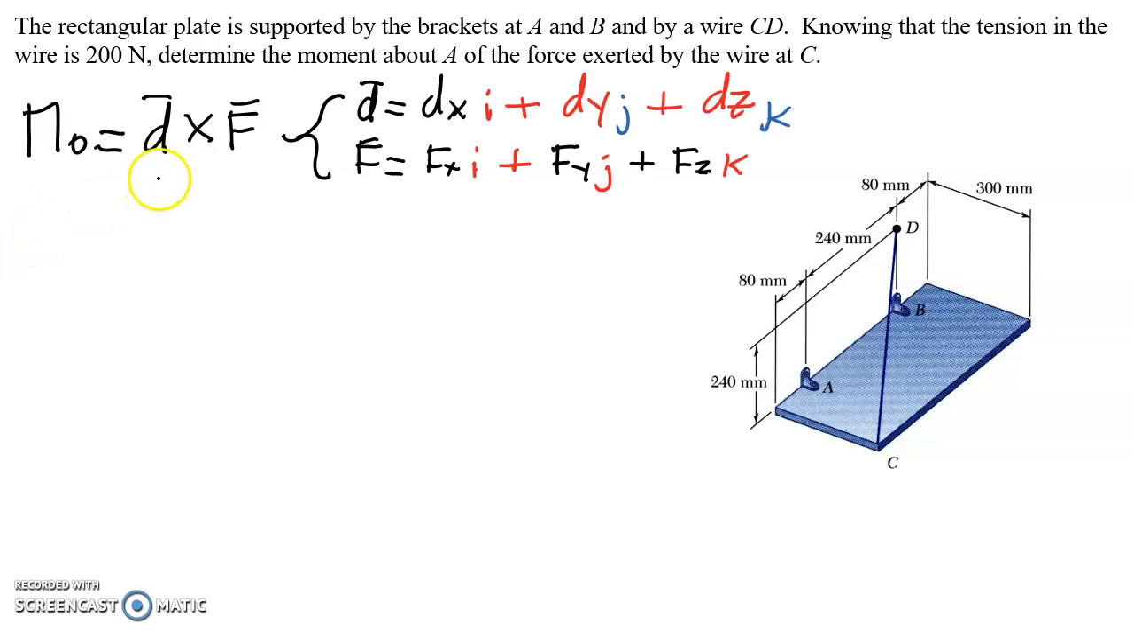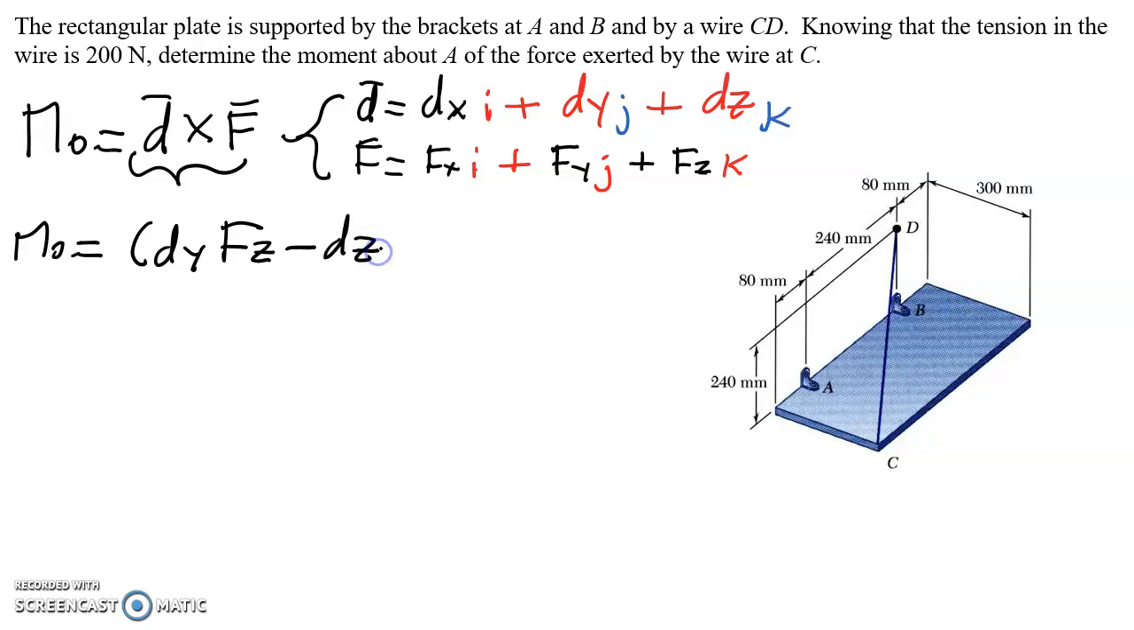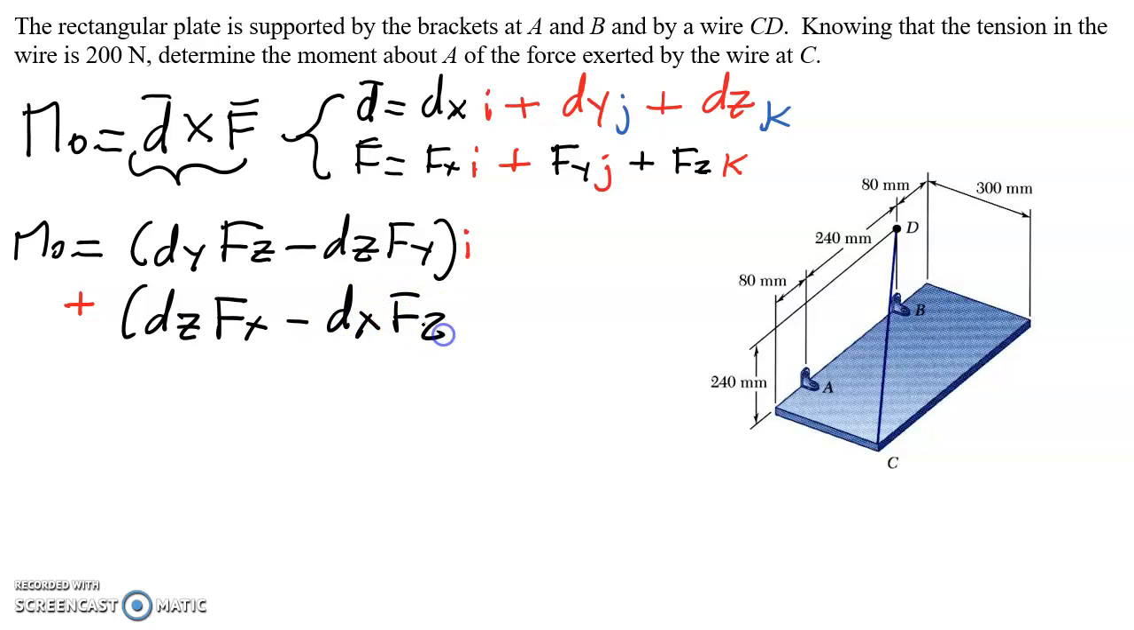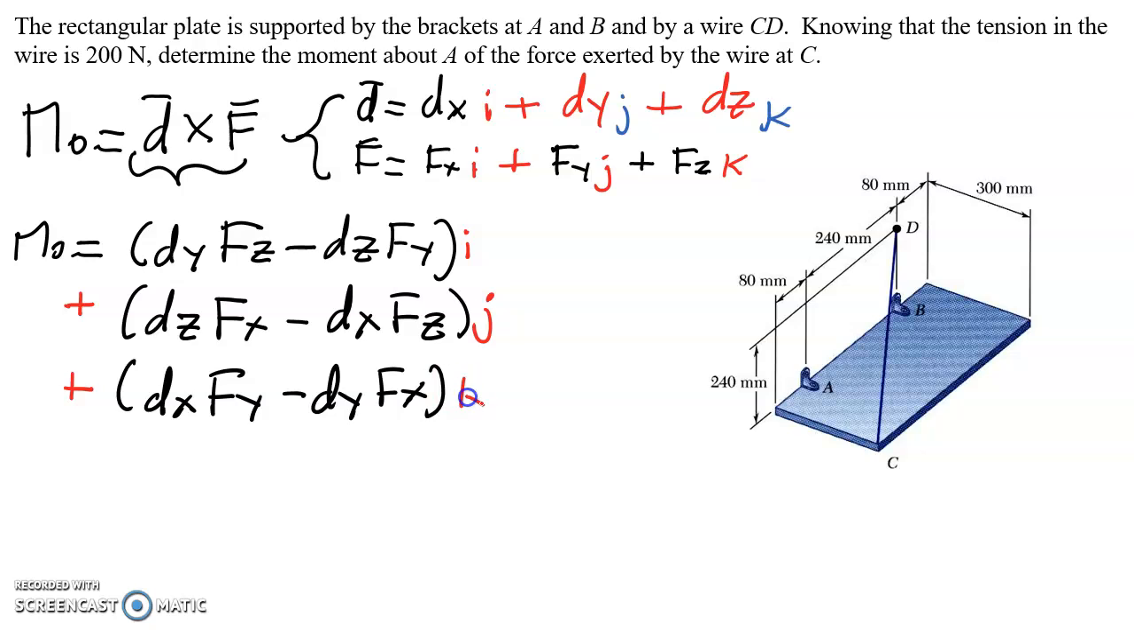Knowing that, this expression of moment can be written as dy times force z minus dz times force y, that will deliver the component of the moment in i, plus dz times force x minus dx times force z, that will deliver the component of the moment in j, plus distance x times force y minus distance y times force x, that will deliver the component of the moment in k.